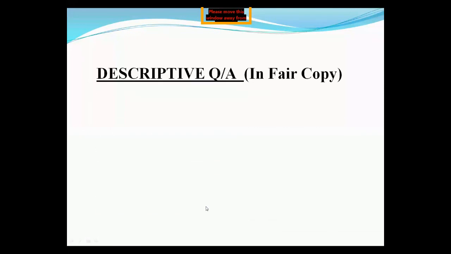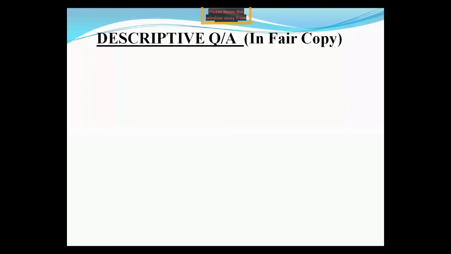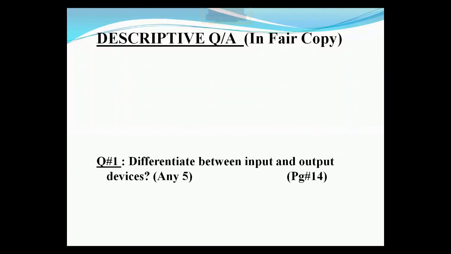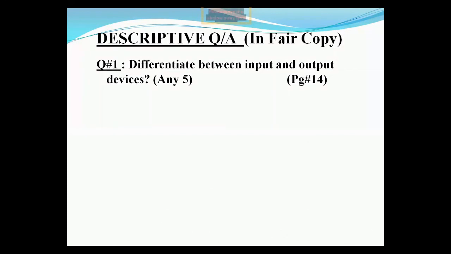And here are the descriptive questions. All the short question answers and the descriptive questions you have to do in your fair copy. Firstly, make a title page, leave one page, and then start the short question answers and then the descriptive question answers. Your descriptive question is: differentiate between input and output devices. Write any five differences between input and output devices.